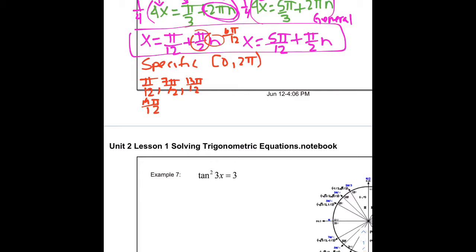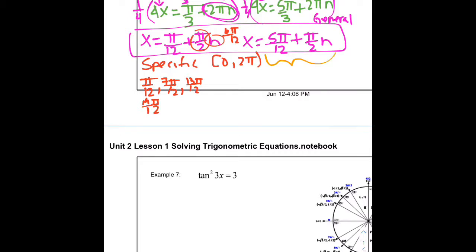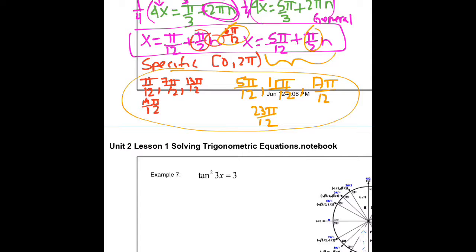You still have to do this factor. So now let's get all of the solutions from this factor. What's nice is you've already converted pi over 2 into 12ths. It's 6 pi over 12. So I get 5 pi over 12. When I add 6 pi over 12 to it, I get 11 pi over 12. When I get 6 more, I get 17 pi over 12. And then when I add 6 more, I get 23 pi over 12. And those right here, all 8, are the specific solutions between 0 and 2 pi.